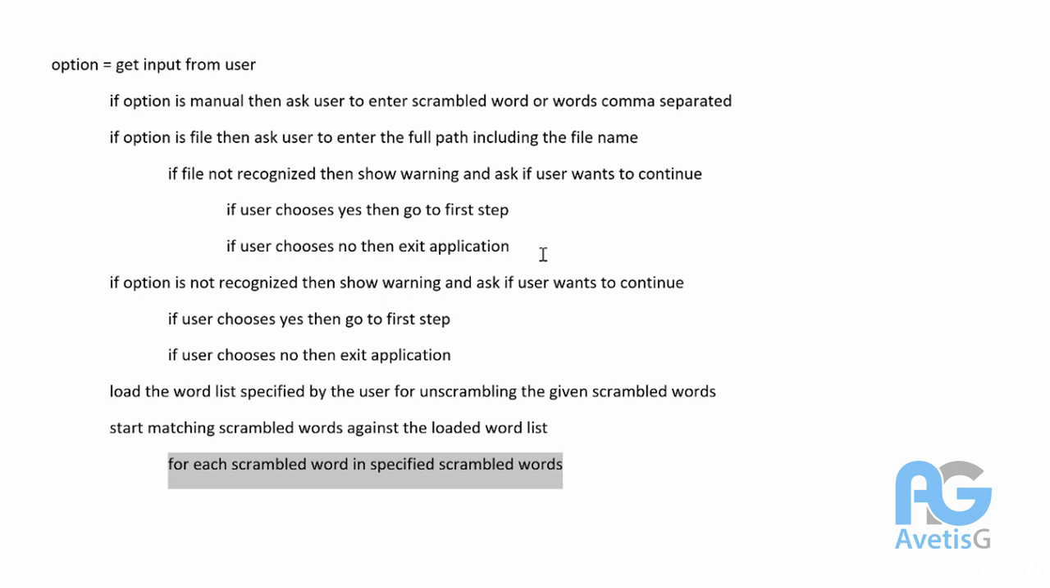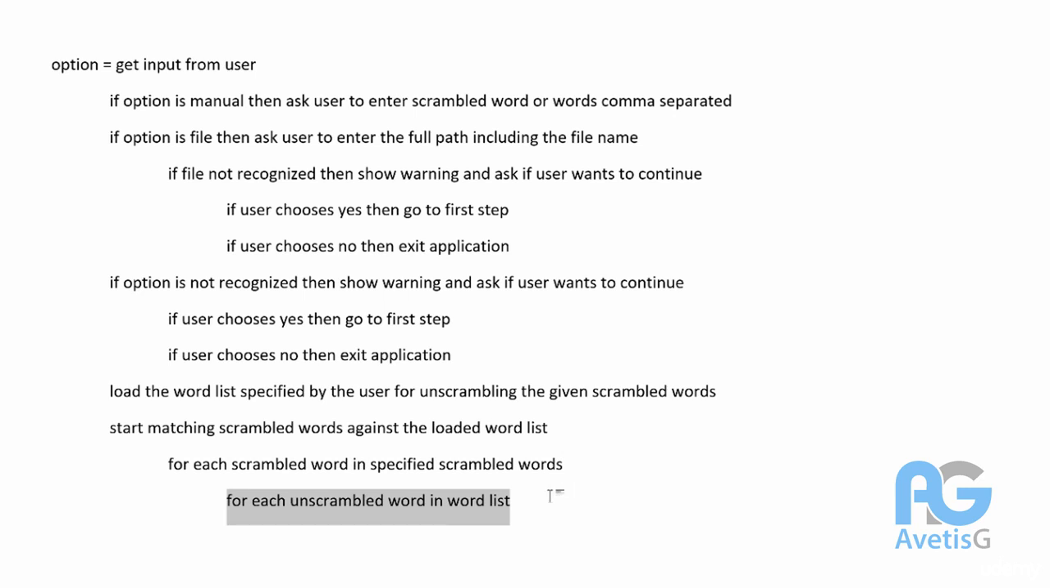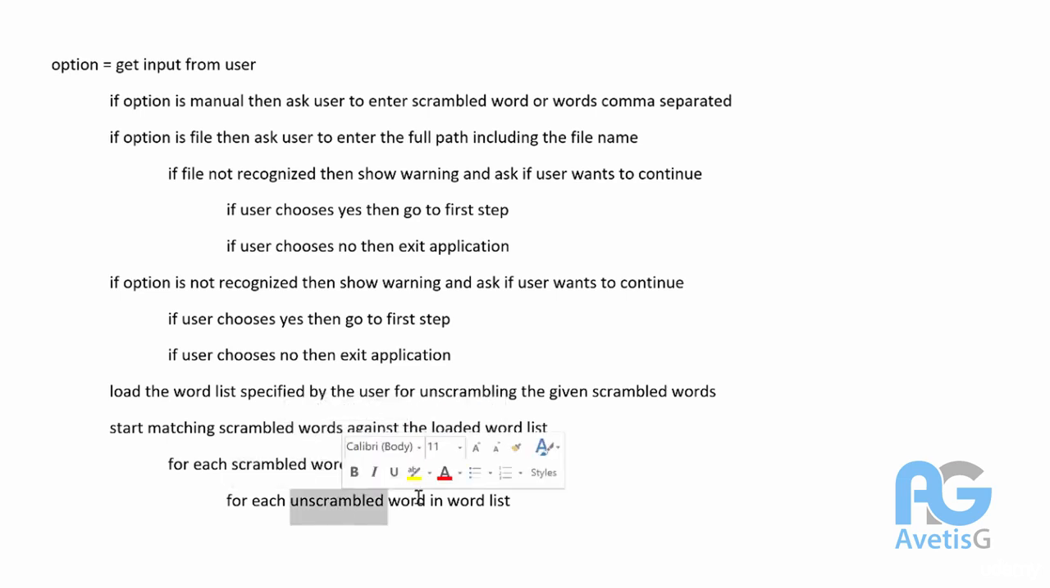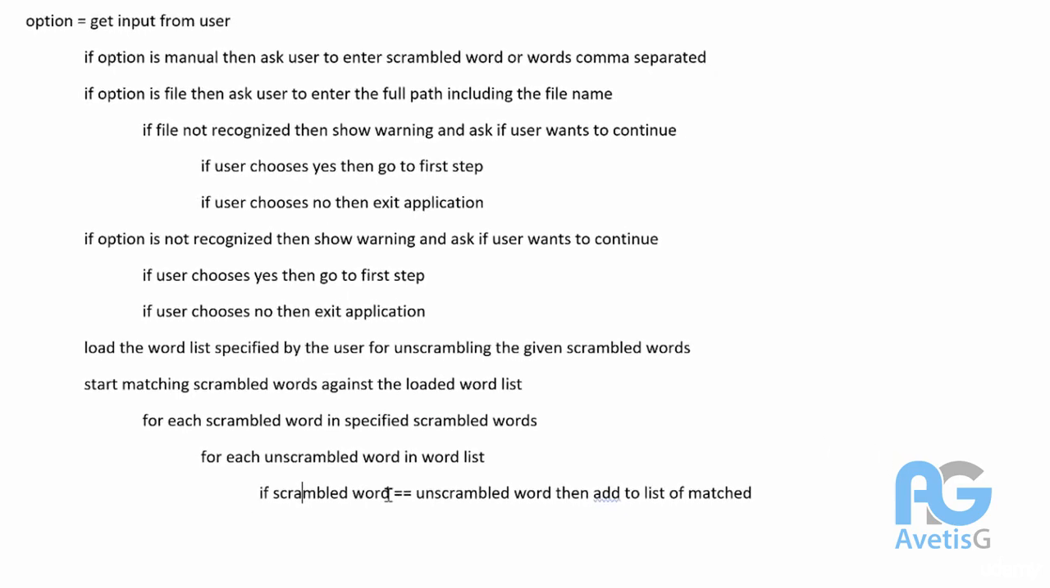So that's what we're doing here, but then we're doing another loop. So we're saying for each unscrambled word in the word list. So see what happens here? This is our inner loop and this is our outer loop. And what we're doing here is we're looping through all the scrambled words that were given by the user. And we're saying for each scrambled word, check out all of the unscrambled words in the word list, just to make sure if there's a match. Then we say, if the scrambled word is equal to the unscrambled word, then add to the list of matched.